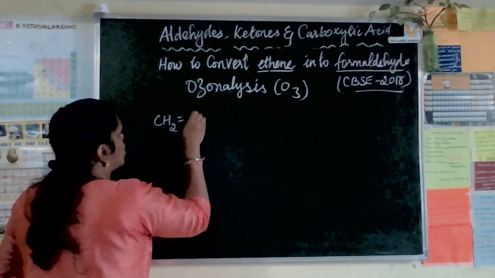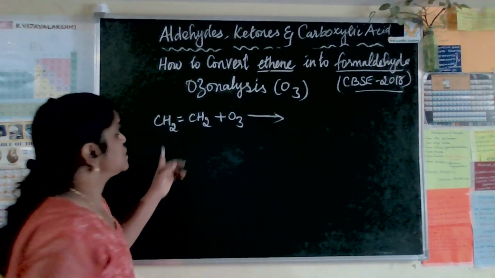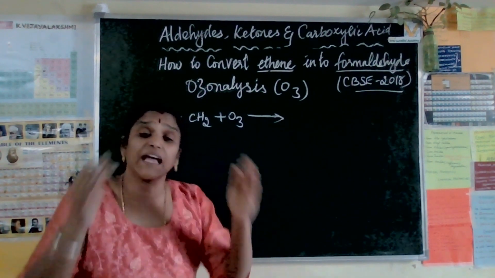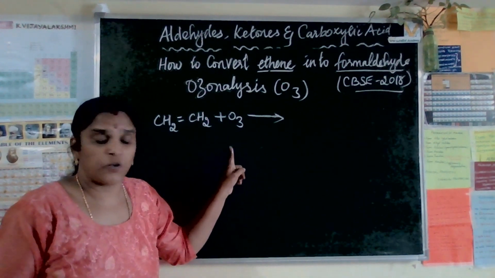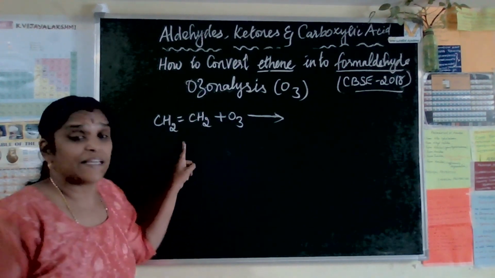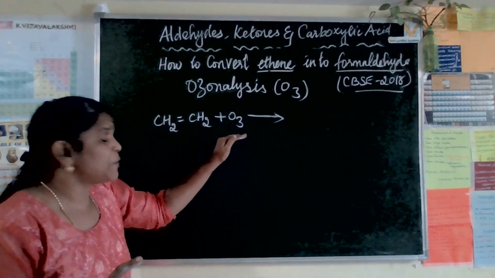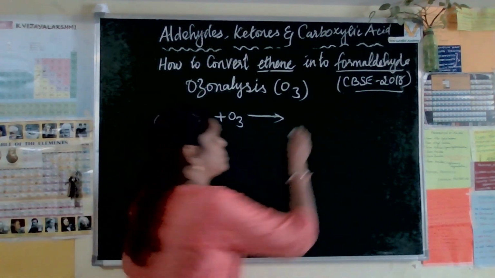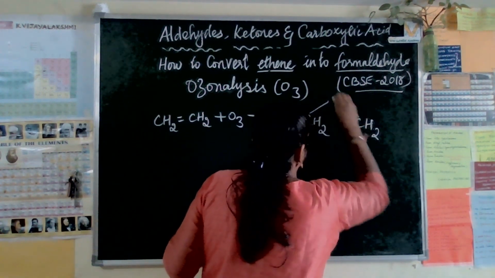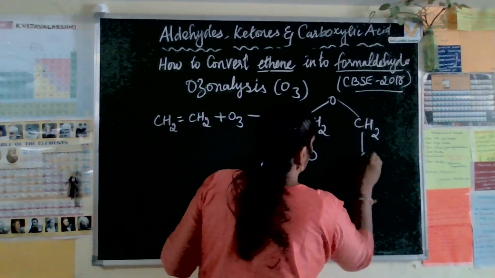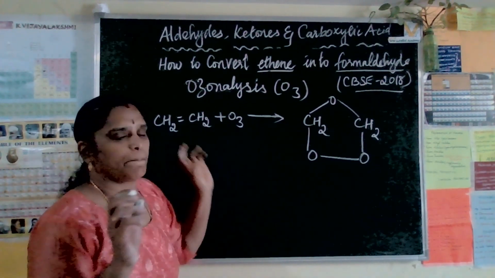CH2=CH2, ethene, combined with ozone, you get what? Ozonide, a cyclic compound. What is the speciality of ozone? This ozone will break both the bonds. The bond breaks in the place and attaches with oxygen. That means here CH2, here CH2, both connected with the oxygen. So three oxygens are there along with the ozone, O3.